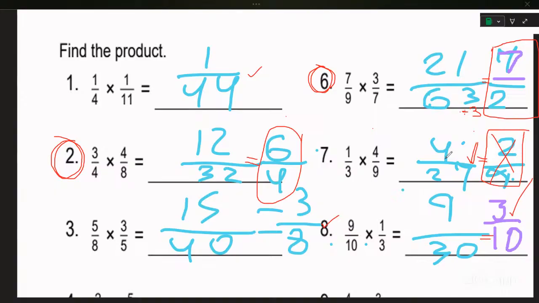Sir, I don't get how you can divide 63 by 3. We can divide 21. 3 times 2, 3 times 1. Can I write it to show her real quick?